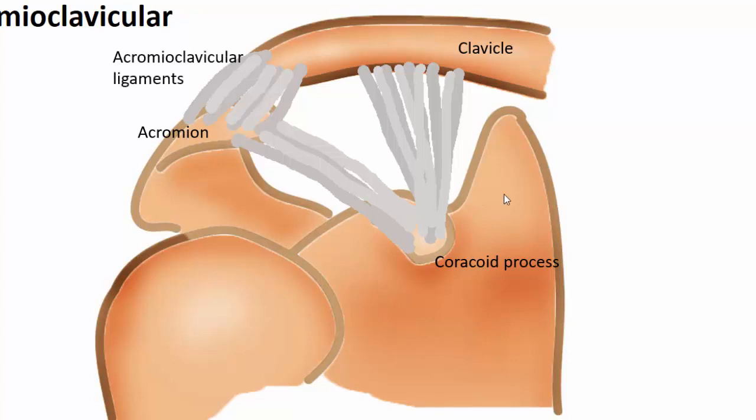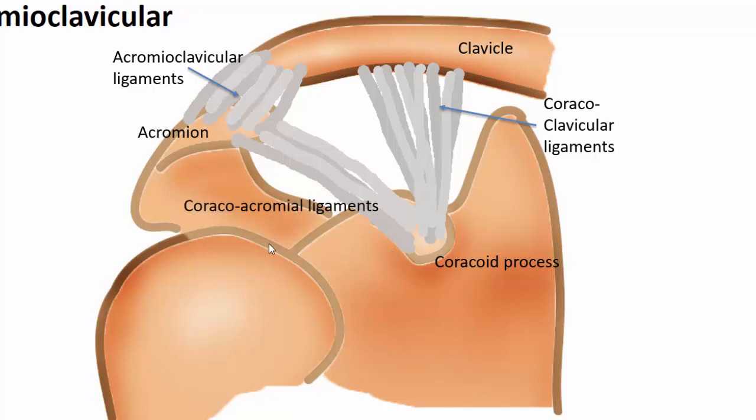And then let's look at the ligaments. So you've got from the distal part of the clavicle to the acromion, you've got the acromioclavicular ligaments. From the clavicle to the coracoid, you've got the coracoclavicular ligaments. And you've also got some ligaments that run between the coracoid and the acromion, known as the coracoacromial ligaments. Now, just leaving those aside for the moment, I just want to focus on the first 2 sets.